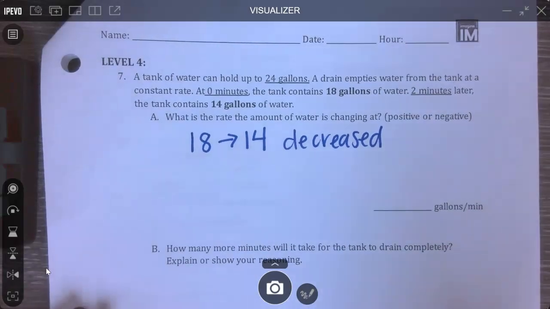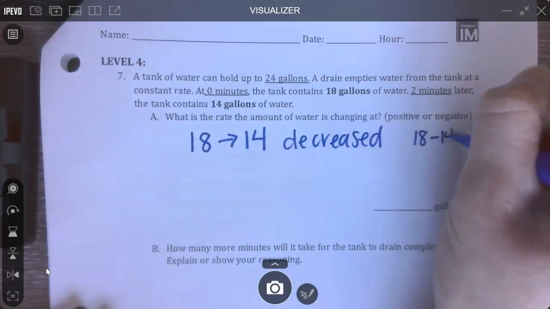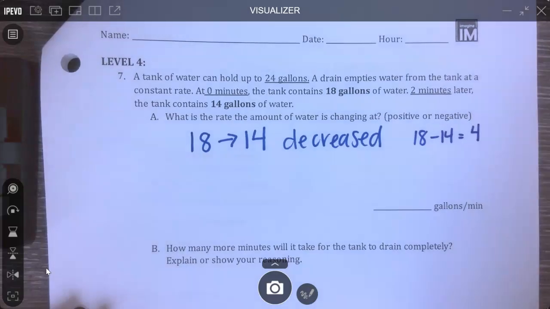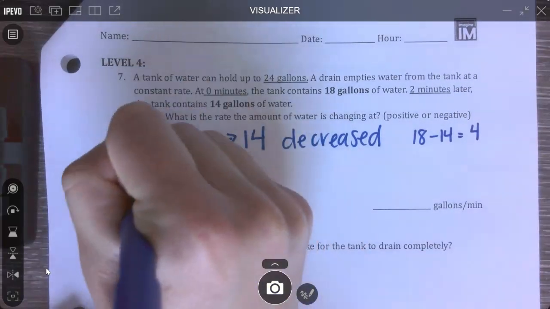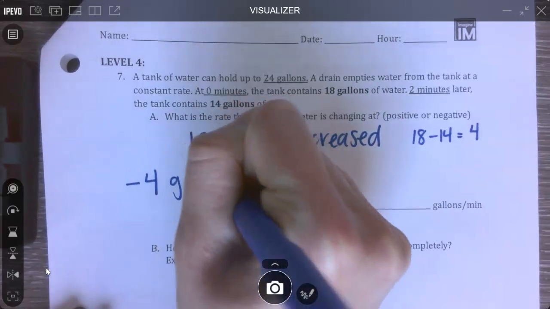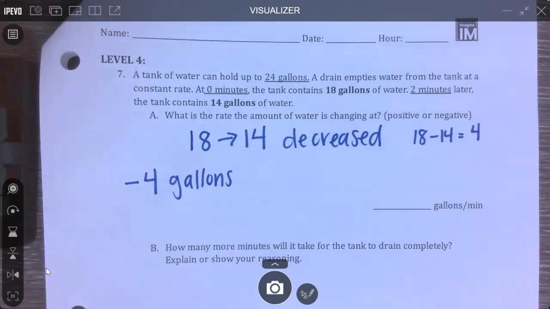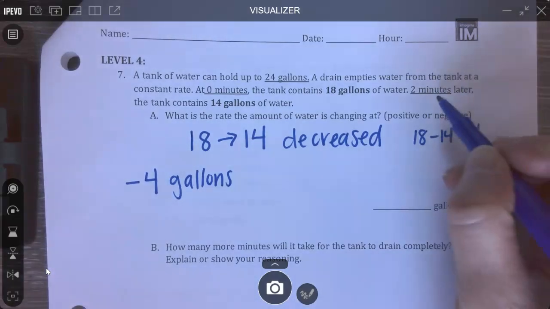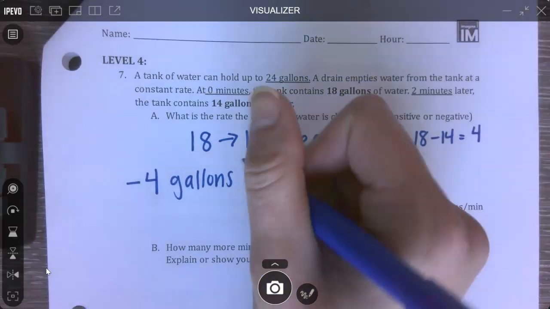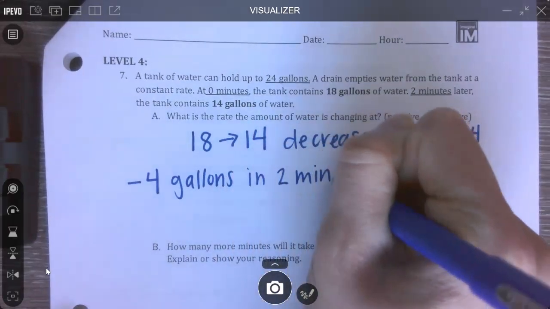Decrease means negative. Okay, well, what's 18 minus 14? It's 4. So I went down 4. So negative 4 gallons. All right. Now, what was the time? How long did it take to lose those 4 gallons? 2 minutes. All right, so negative 4 gallons in 2 minutes.